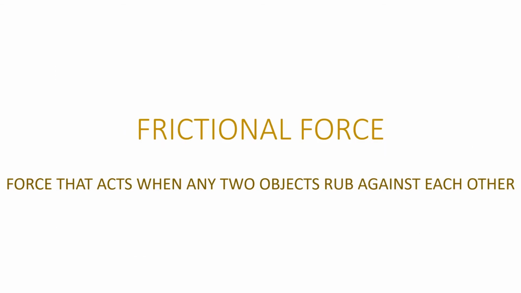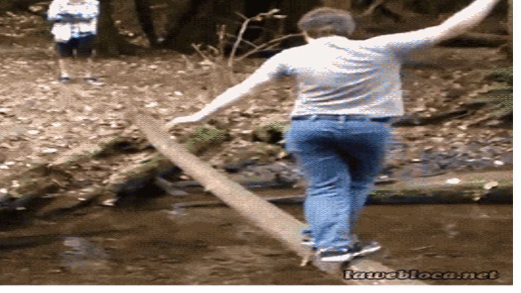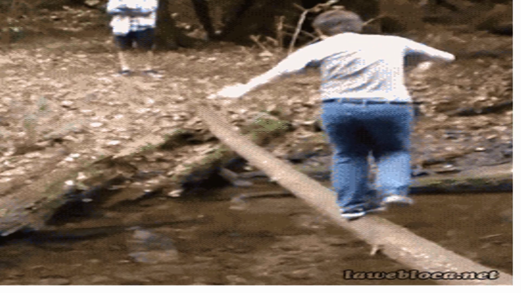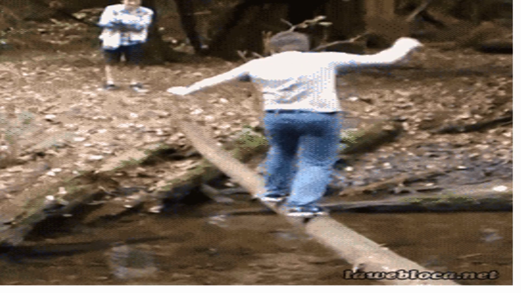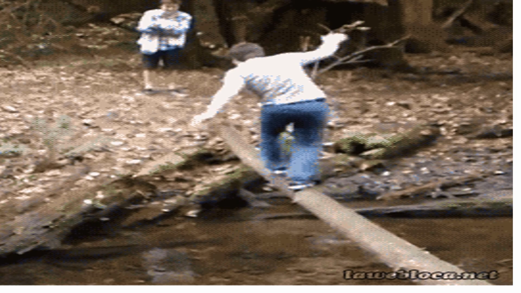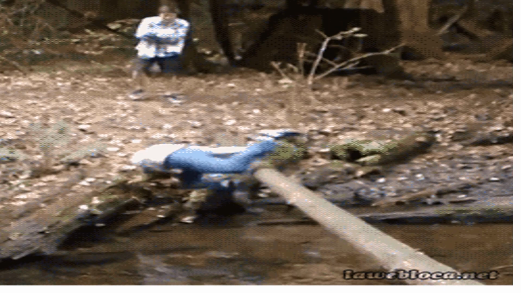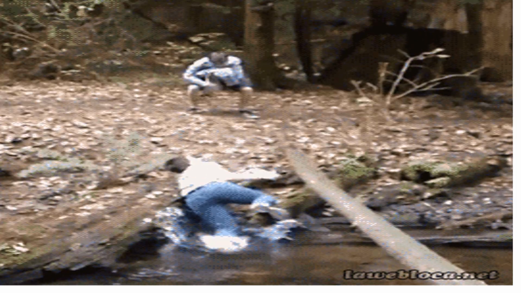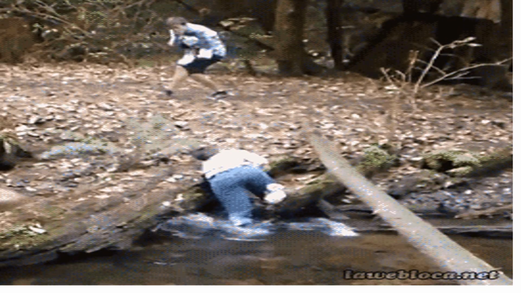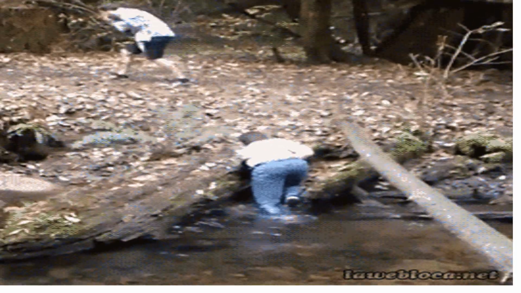Therefore, friction is the force that happens when any two objects rub against each other. Another example is when we walk, our foot rubs the floor and friction is created between our foot and the floor so that we may not slip.